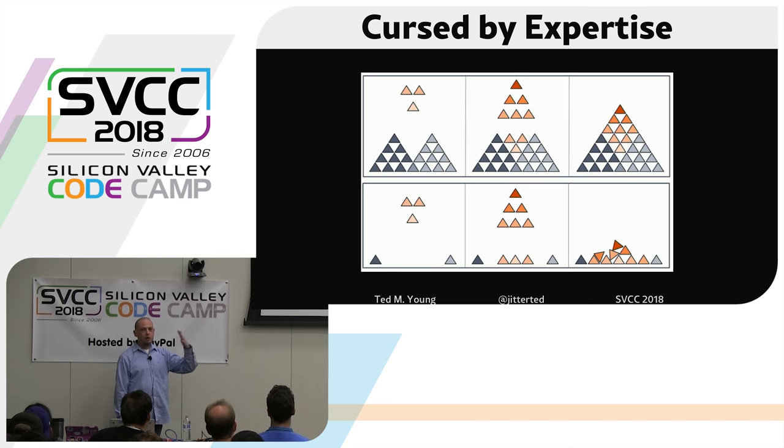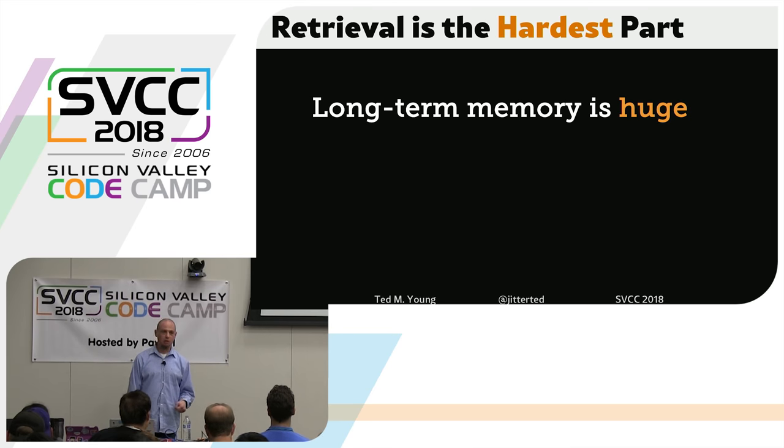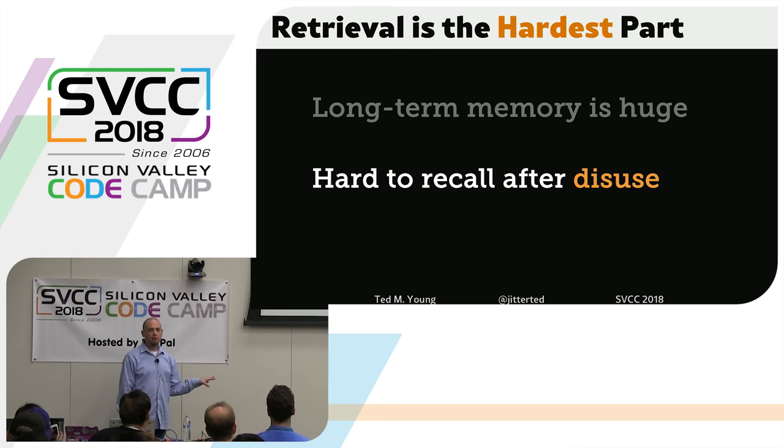So this is all about putting stuff into long-term memory. To a certain extent, that's easy. It's actually retrieval that's the hardest part, right? We built up, especially, some people at my age, it's like, the stuff's in there, but can we get it out when we need it? Long-term memory is huge, huge. Attempts to measure it, we don't know how big it is because we haven't hit the limit in any kind of experiments that we've done. What's hard is to recall it after it's been sitting there for a while.